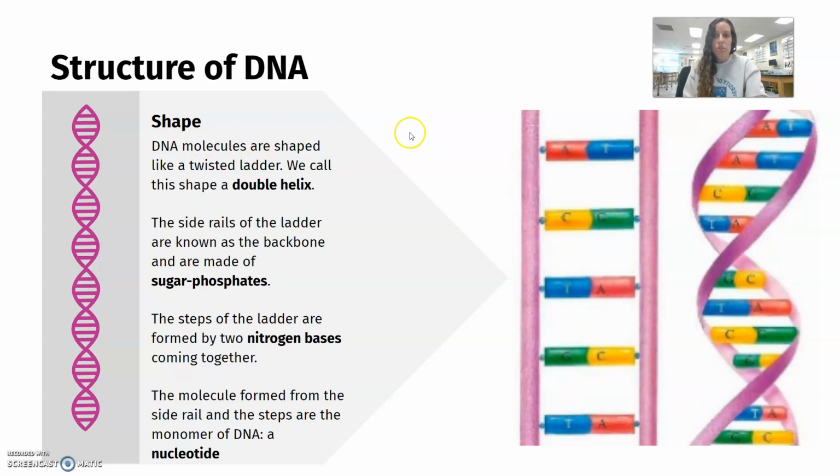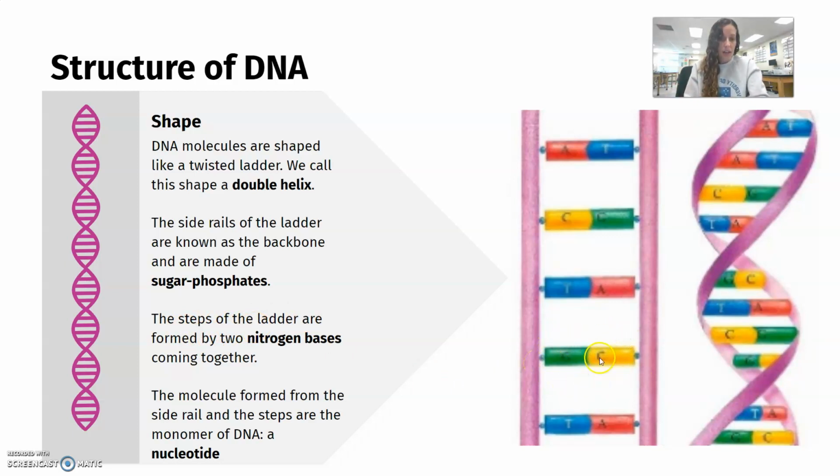So DNA molecules are shaped like a twisted ladder. We call this shape a double helix. Remember, words that are in bold, you're filling into your notes. The side rails of the ladder, so where we would put our hands if we were climbing up or down a ladder, are known as the backbone, and those are made up of sugar phosphates. Remember, sugars are carbohydrates, so that's carbon, hydrogen, and oxygen. That's the CHO. And phosphate, that's the P at the end of CHOMP. We're only missing the N now. The steps of the ladder are formed by two nitrogenous bases, so that's where our N comes in, our nitrogen.